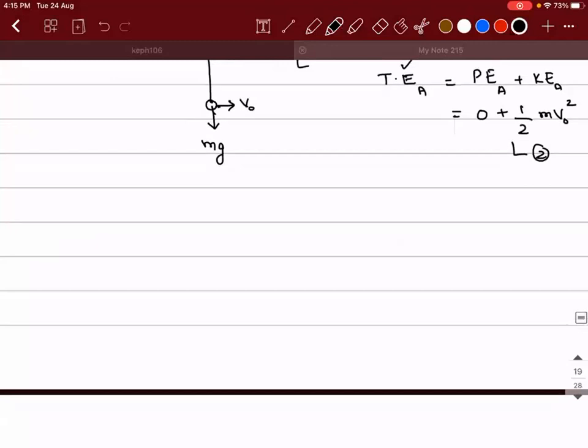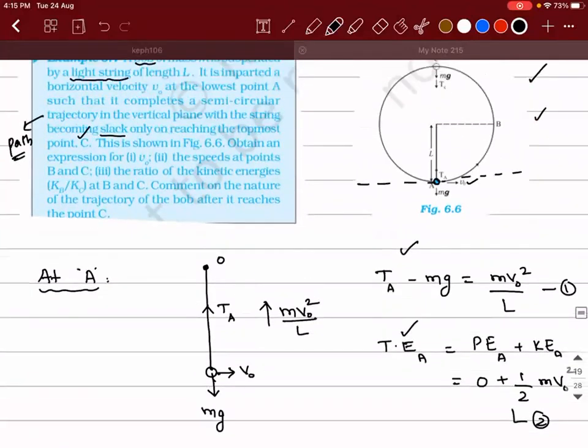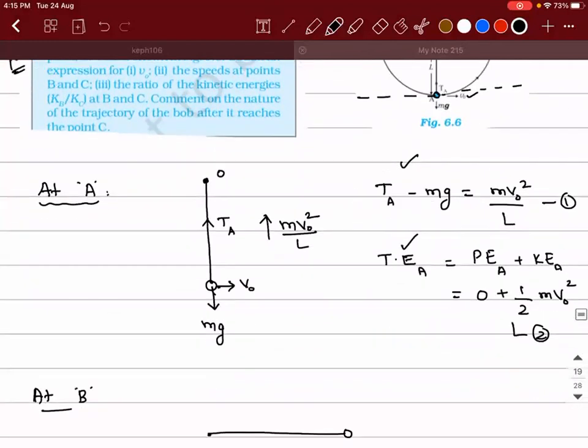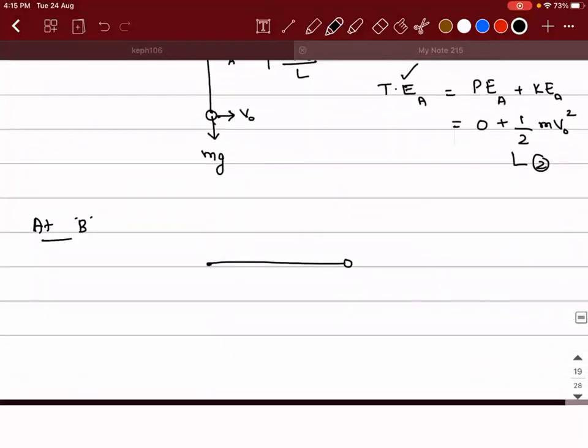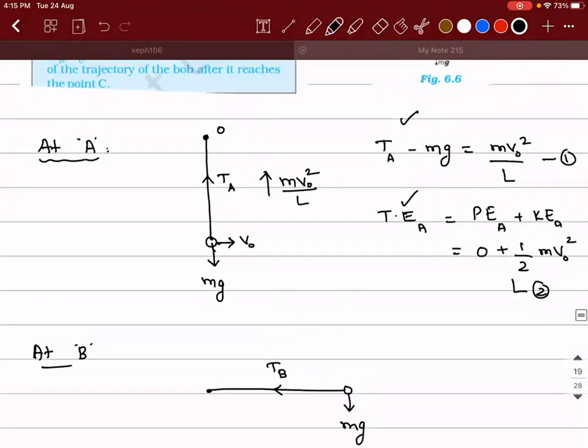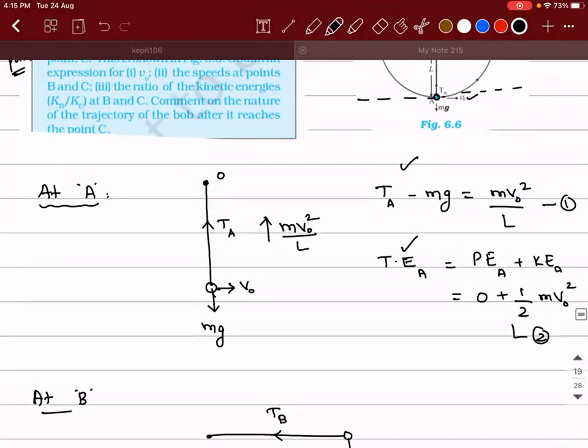Now listen. At D, the string will be like this. It's going to be horizontal. So in this case, the tension at B will be in the leftward direction. Mg will be in this direction. If you observe one important point, I didn't take the tension of the string to be the same everywhere, because the value of tension that is coming to picture depends on the action that is acting on the string.